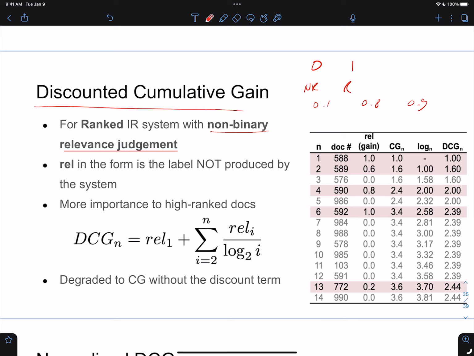So we use discounted cumulative gain. Relevance in this form is the label, not produced by the system. Essentially, it puts more importance on high-ranked documents, and it degrades to cumulative gain without this discounted term. So essentially, you'd have a table as such, and then the discounted gain formula is here, right? So you have the relevance at position 1 plus the sum of all the relevancies, like gain, over the log base 2 of i.